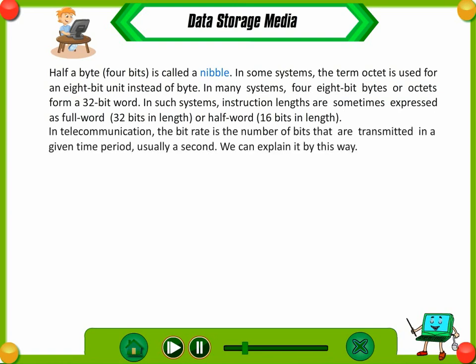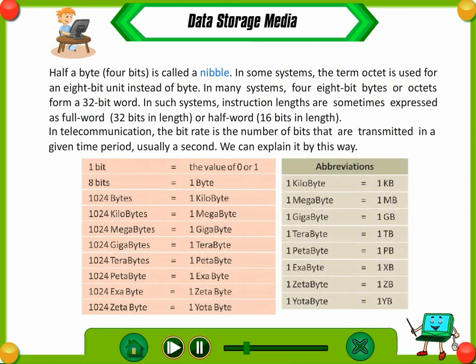In telecommunication, the bit rate is the number of bits that are transmitted in a given time period, usually a second. We can explain it this way. 1 bit is equal to the value of 0 or 1. 8 bits is equal to 1 byte.